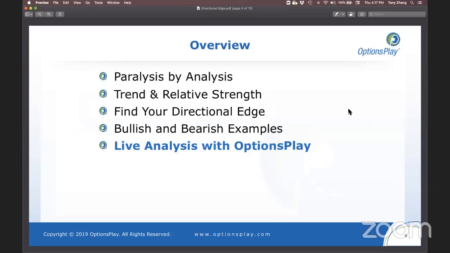So with that, let's go ahead and get started. I have a lot to cover here today and we don't have a lot of time. So I want to go over a few different things. Number one, paralysis by analysis. This is the thing that we all suffer from today. Too much information, information overload. How do we get through all of that?